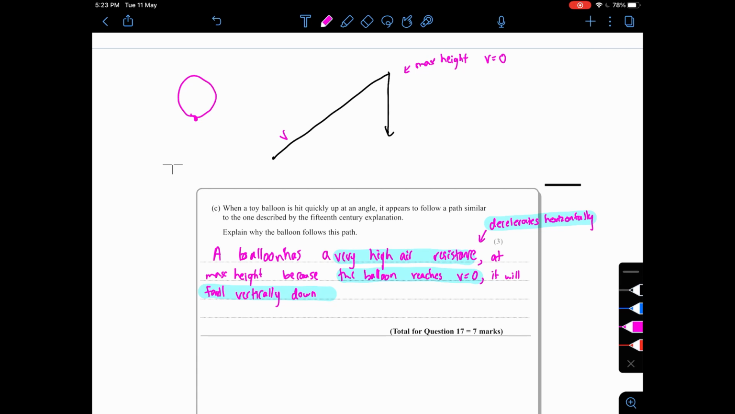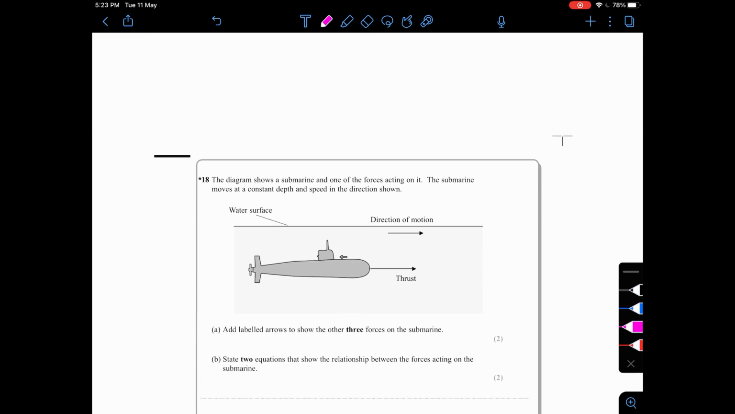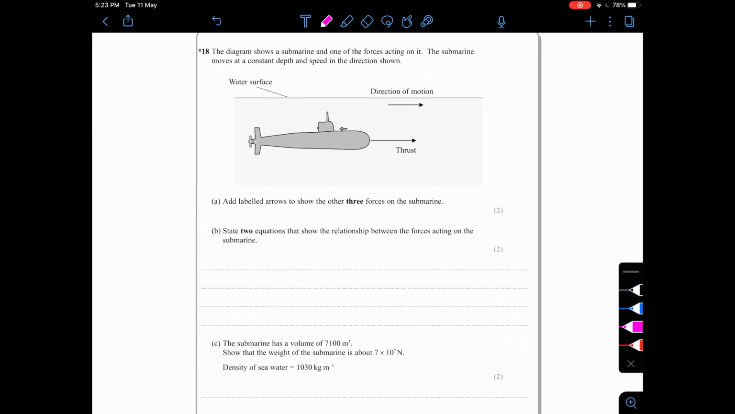Okay. Question number 18. The diagram shows a submarine and one of the forces acting on it. The submarine moves at a constant depth and constant speed. So constant depth is important and constant speed is important, right? So what can we see here? We know a couple of forces are acting on the body. If there's a thrust, there must be an equivalent drag. So you can write drag or air resistance. I think you have to write drag.